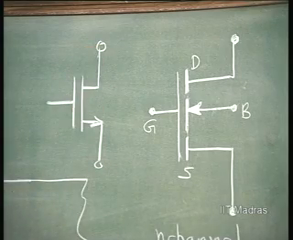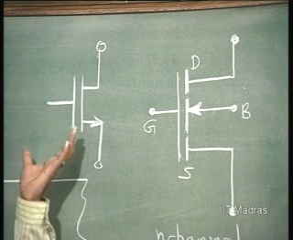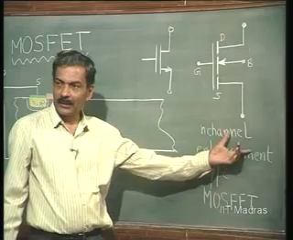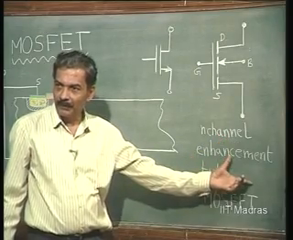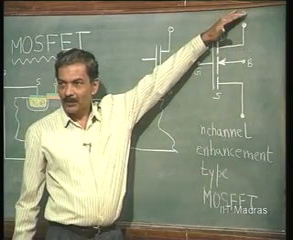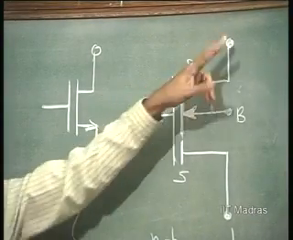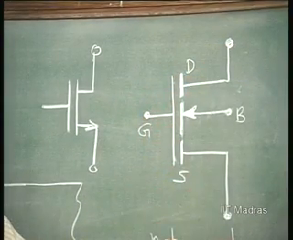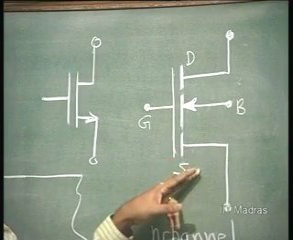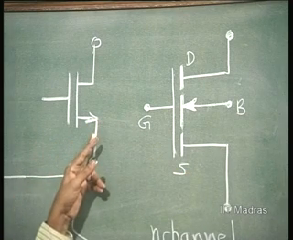This is the simple symbol adopted for a MOSFET which is N channel enhancement type. Why? This is connected to positive potential, and this also is going to be connected to positive potential for making it work. The current direction will always be this way, and the current direction is always marked at the source end or emitter end. So, the current direction is indicated here this way.